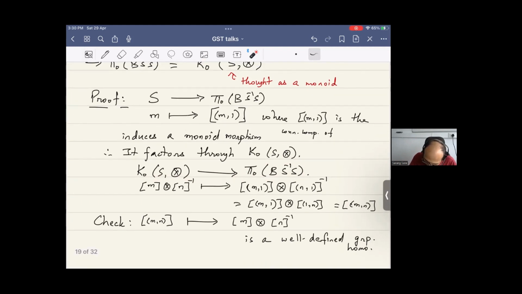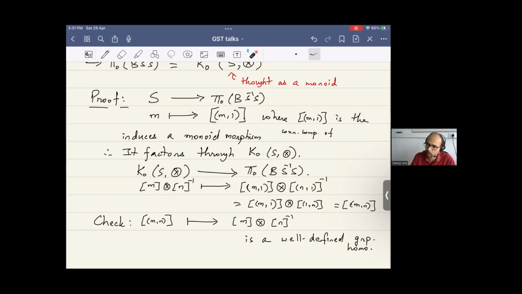And what does this do? In terms of the notation that Professor Kuber used, I think it was m minus n, which was additive notation. Since here we are using multiplicative, tensor notation, that element is the same as the class of m tensored with the class of n inverse. And where does this go? By definition, this goes to the component corresponding to (m, 1) tensored with the inverse of the component corresponding to (n, 1).